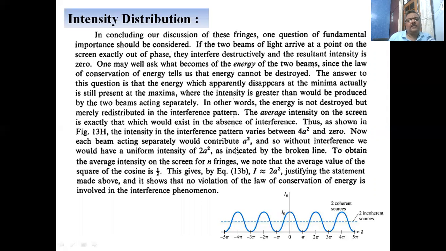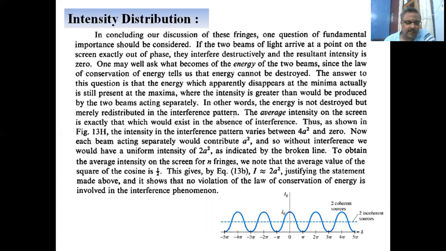Now we come to the intensity distribution. If the two beams of light arrive at a point on the screen exactly out of phase, they will interfere destructively and the resultant intensity will be zero. But you may ask what becomes of the energy of the two beams, since the law of conservation of energy tells us that energy cannot be created nor destroyed. So where does the energy of these dark bands go?